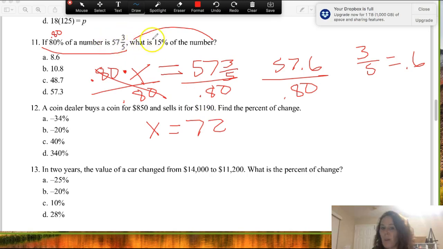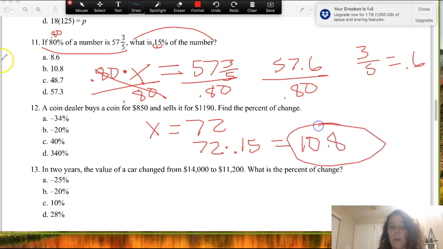Now we need to figure out what is 15% of that number. So I'm going to take 72 and say, what's 15% of 72? Well, I take 72 and I multiply it by 15%. Move the decimal over 2 places for the multiply, so multiply by 0.15. 72 times 0.15 is 10.8. So make sure you do both parts of the problem, and the answer should be B.